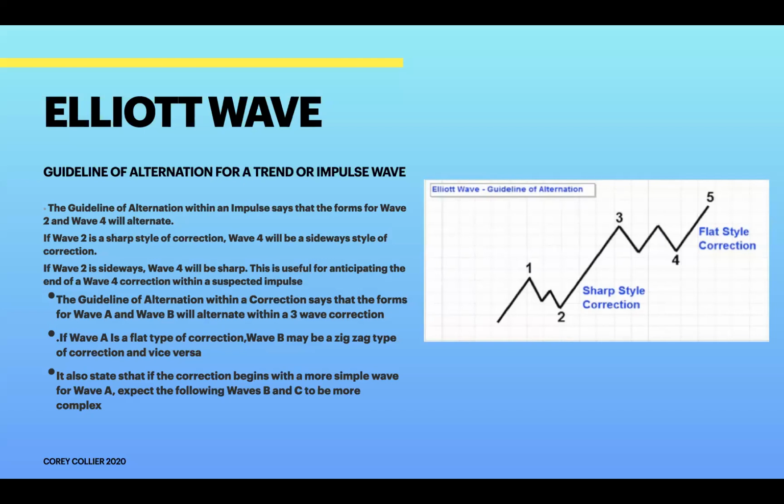So if wave 2 is usually the sharp style of correction or the deep style of correction, wave 4 will be the sideways or the consolidation type of correction. All right. But if wave 2 is the sideways type of correction or the consolidation, then wave 4 will more than likely be the sharp or the steep or the deep one. This is useful for anticipating the end of a wave 4 correction within a suspected impulse.